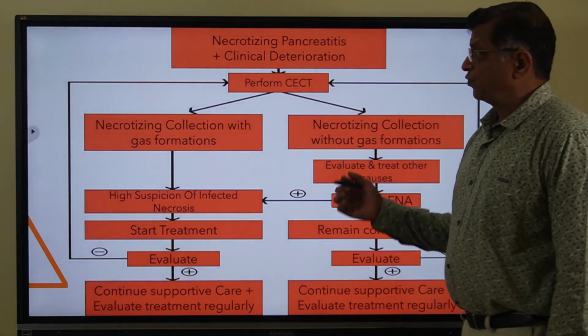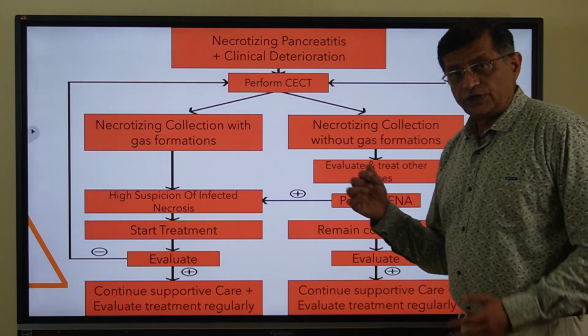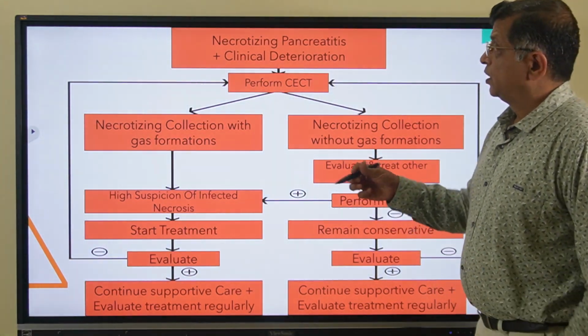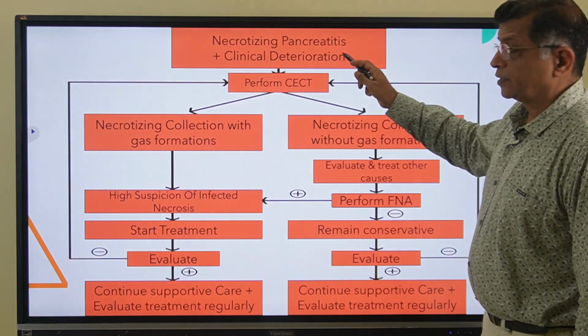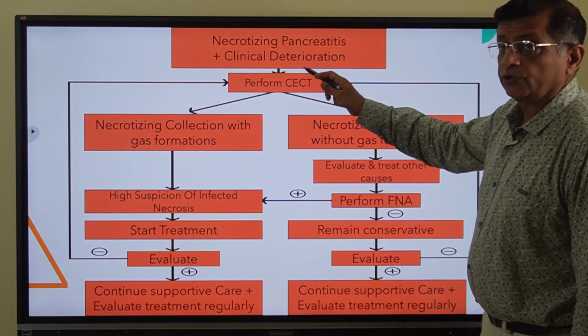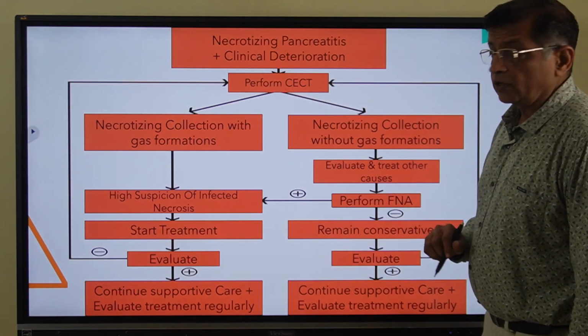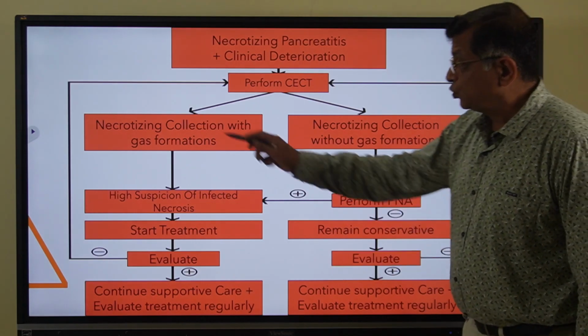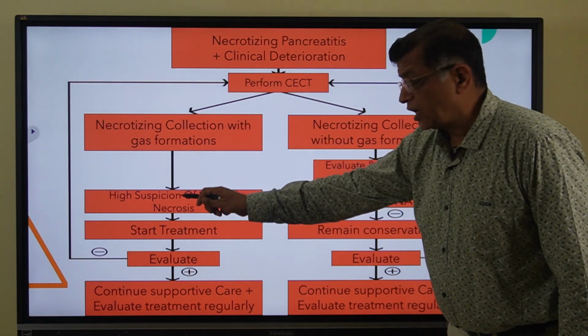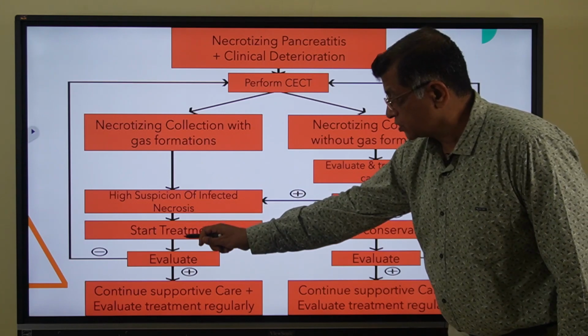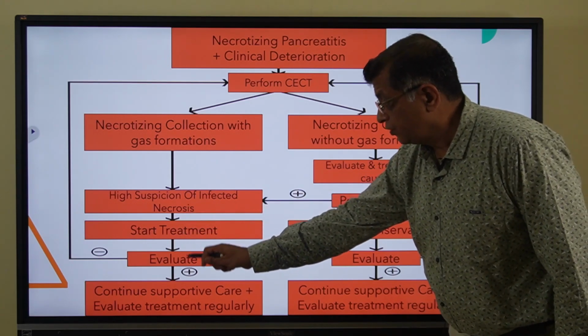So this is a flow chart of just what we have just discussed. Suppose the patient has necrotizing pancreatitis and there is clinical deterioration. Perform a contrast enhanced CT scan. If you see gas formation, then there is high suspicion of infected necrosis. Start antibiotics, start treatment, evaluate.